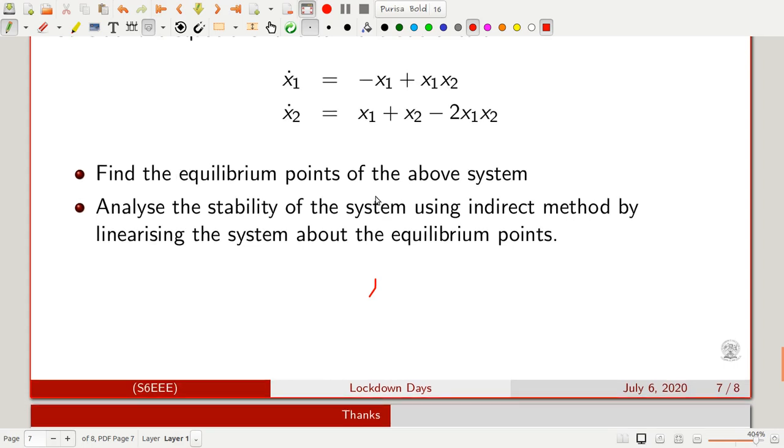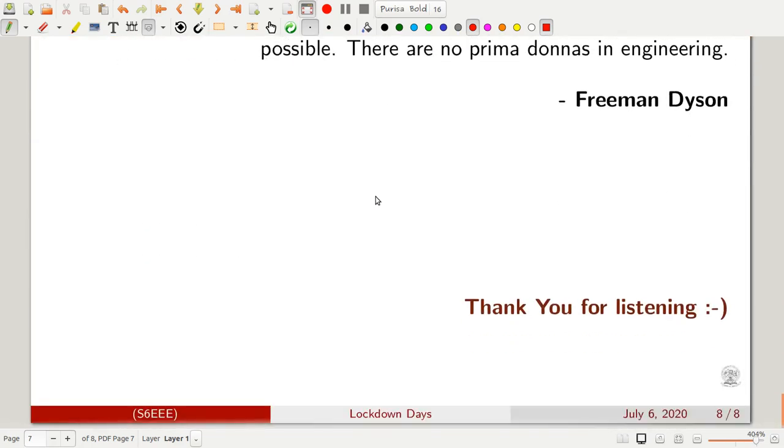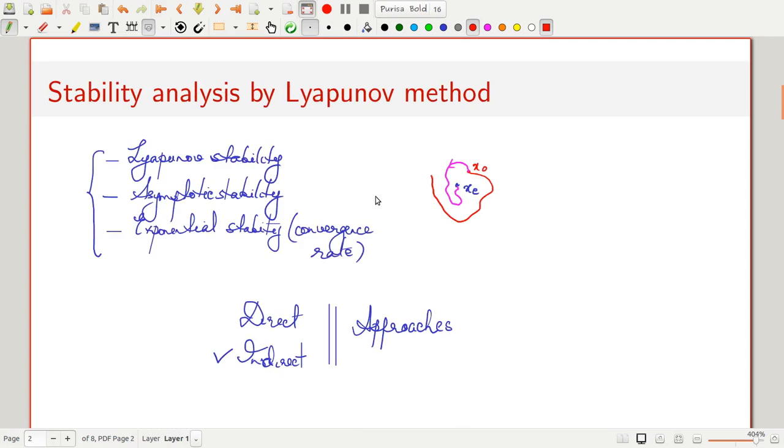Okay, so this is about today's session. In the coming lectures we will see the direct methods of stability analysis. Okay, thank you.